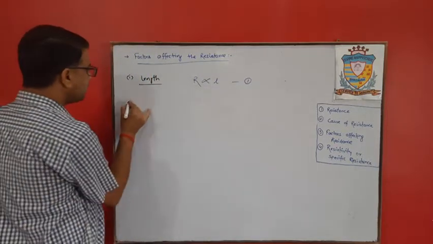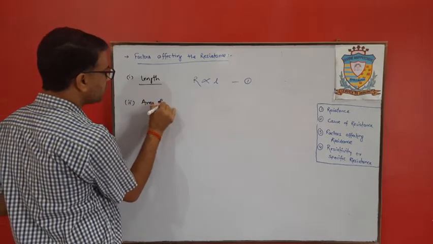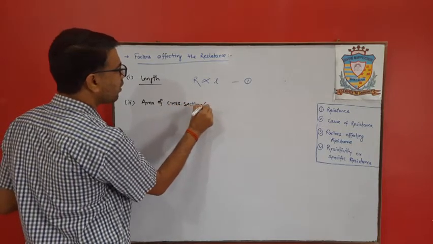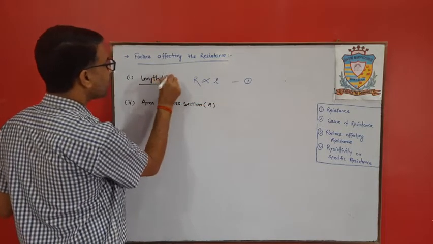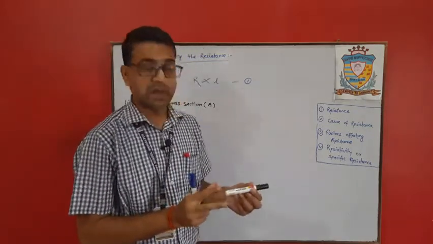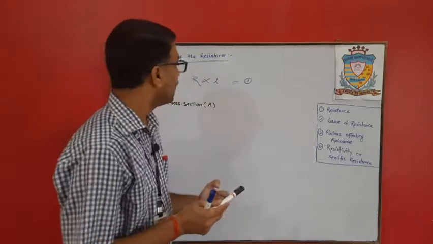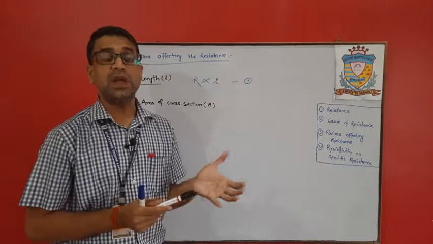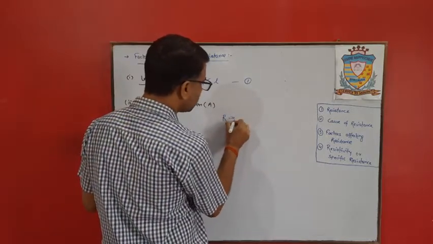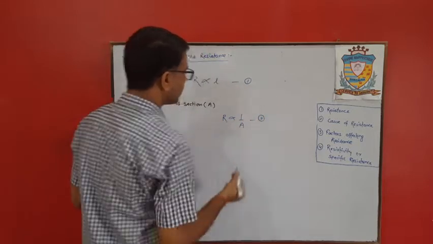And second is area of cross section, that is A. So if we increase the area of cross section, the resistance will decrease. So in that case, can we say this R is inversely proportional to area? This is our equation number 2.